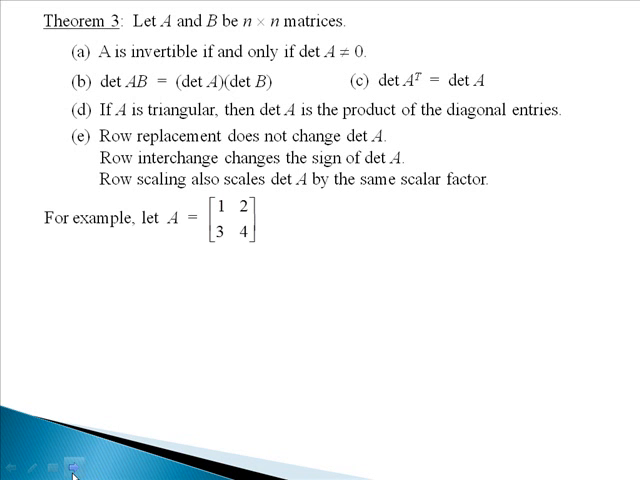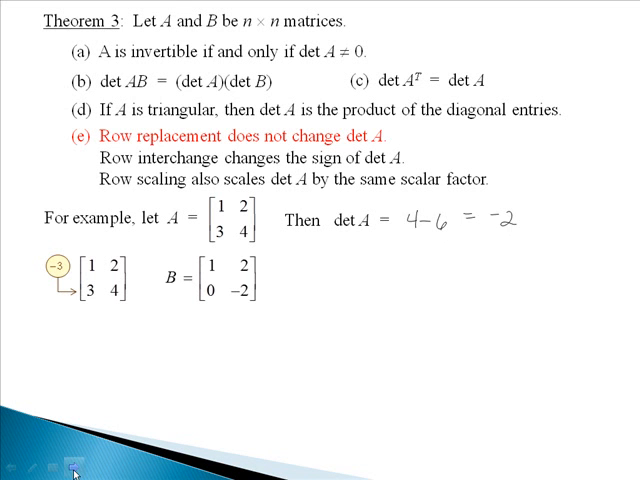So for example, if we let A be this matrix here, then the determinant of A is going to be 4 minus 6, which is negative 2. Since we know that row replacement does not change our determinant, if I multiply the first row of A by negative 3 and add it to the last row, I'll produce this matrix B here. So the determinant of B is negative 2 minus 0, which is negative 2, or the determinant of A. So that did not change our determinant.